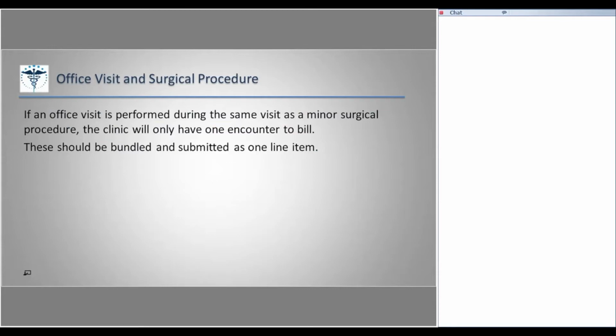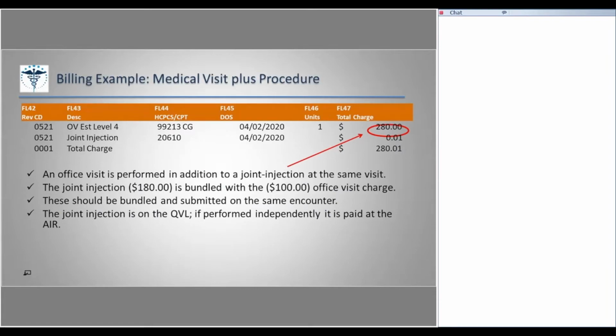that is 1 encounter. Next week, we're going to cover multiple encounters. What happens if I have multiple encounters on the same day? That breaks our brains a little bit in this basic session, so we're going to save that. But an office visit and a surgical procedure, say that joint injection on the same day, that's what that would look like. And just for the record, I've got a $180 joint injection built in on our $100 office visit.